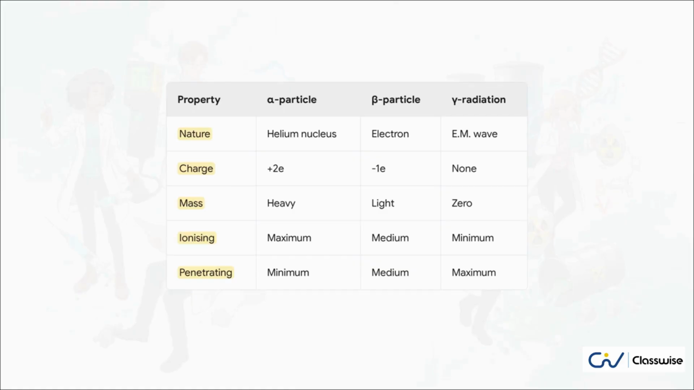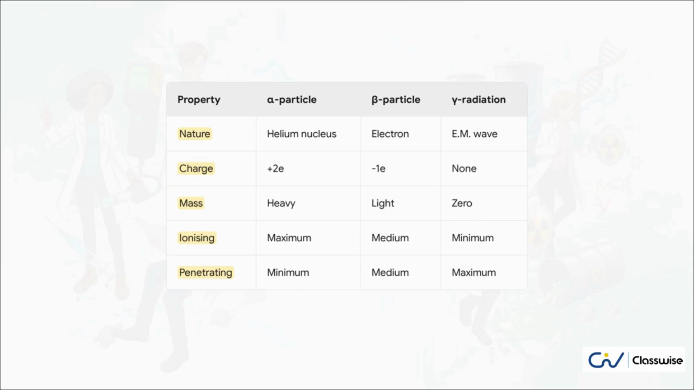All right, this table right here, this is basically the cheat sheet for everything we need to know. Let's walk through it. First up, their nature. An alpha particle, it's a beast. It's basically a helium nucleus, 2 protons and 2 neutrons. It's the heavyweight champ. Then you have the beta particle. Way simpler, it's just a speedy little electron. And gamma? Gamma's not even a particle. It's pure energy, a high-frequency wave, kind of like a superpowered X-ray.